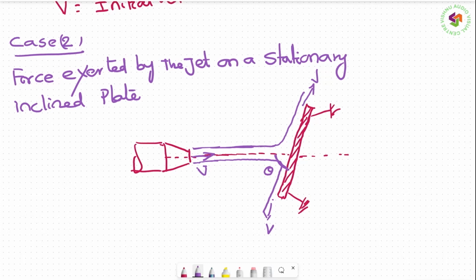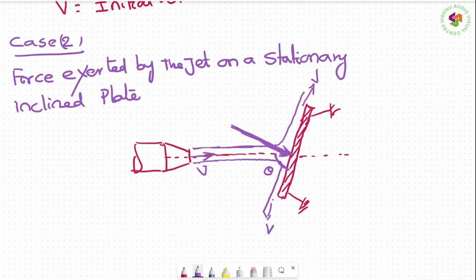The plate is inclined. The moment the plate is inclined, naturally the forces in x and y directions both will come into picture. So how to calculate those forces is my first concern. If I resolve that, then the calculation will be very, very simple. So first I draw a normal to this plate. This is the normal.